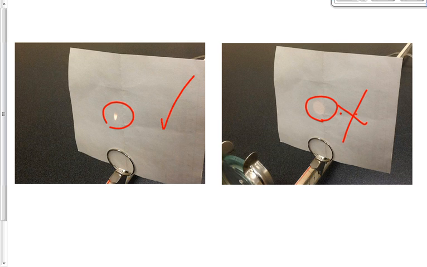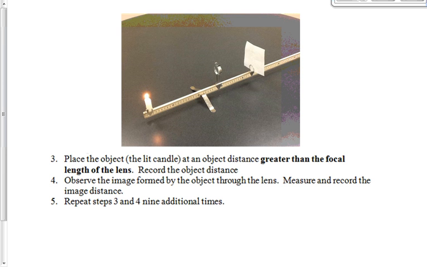Once you see this, then you're going to measure this distance, the distance from the card to the lens, and you're going to record it as the image distance. So you've got an object distance, you've got an image distance, then what are you going to do? Do it again, right? Do it again.